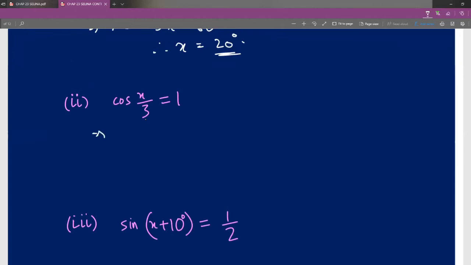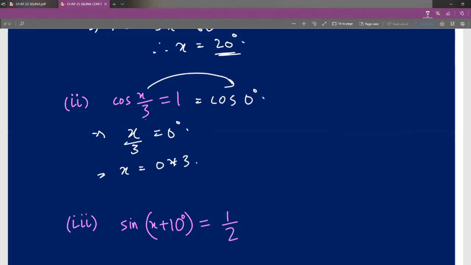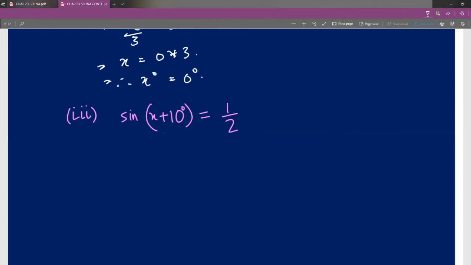Now over here cos x upon 3 is equal to 1. This is a little bit different, but don't worry, it is the same. So over here we need an angle such that cos of that angle will be equal to 1. So therefore that angle will be 0, so cos 0 degree will be equal to 1. So therefore x upon 3 will be equal to 0 degree. x will be equal to 0 into 3. Therefore x degree will be equal to 0 degree, because any number multiplied by 0 is equal to 0. Moving on to our third subpart.